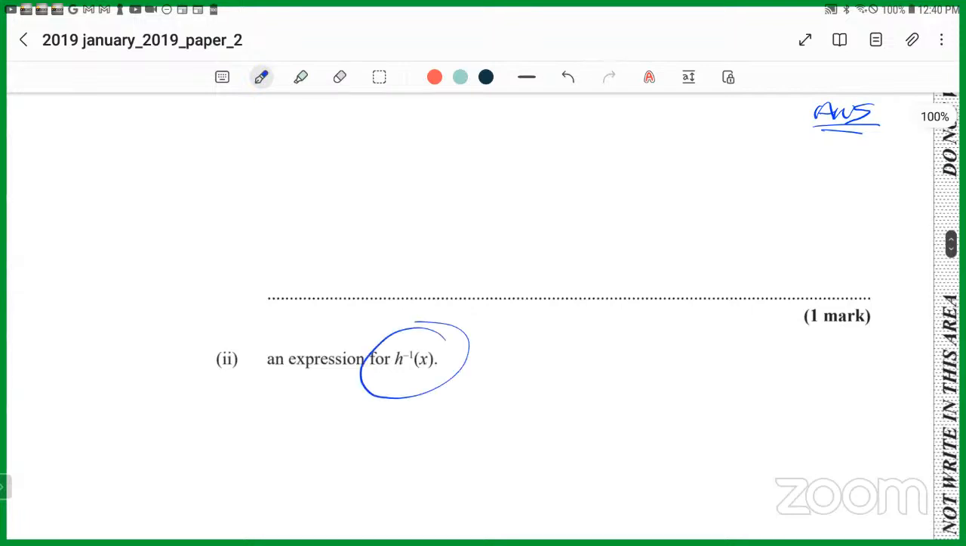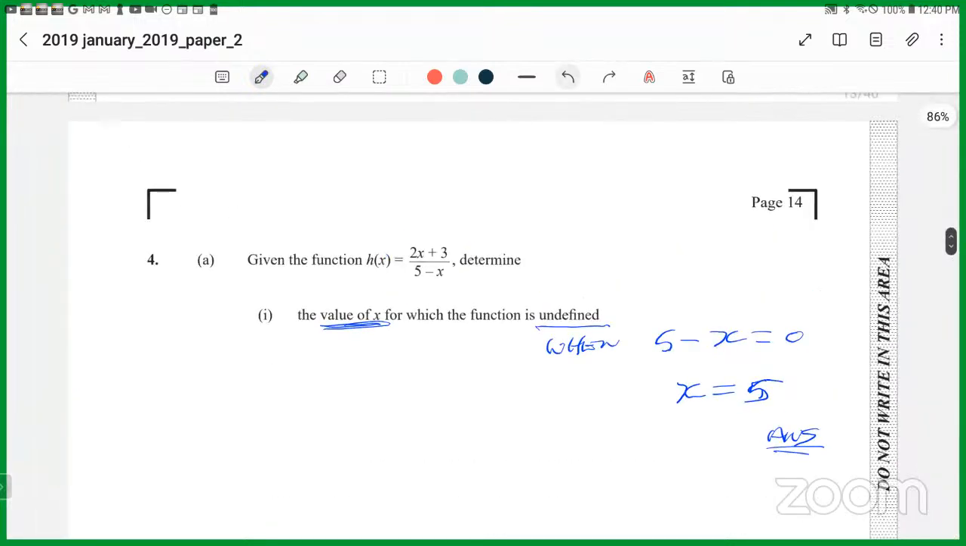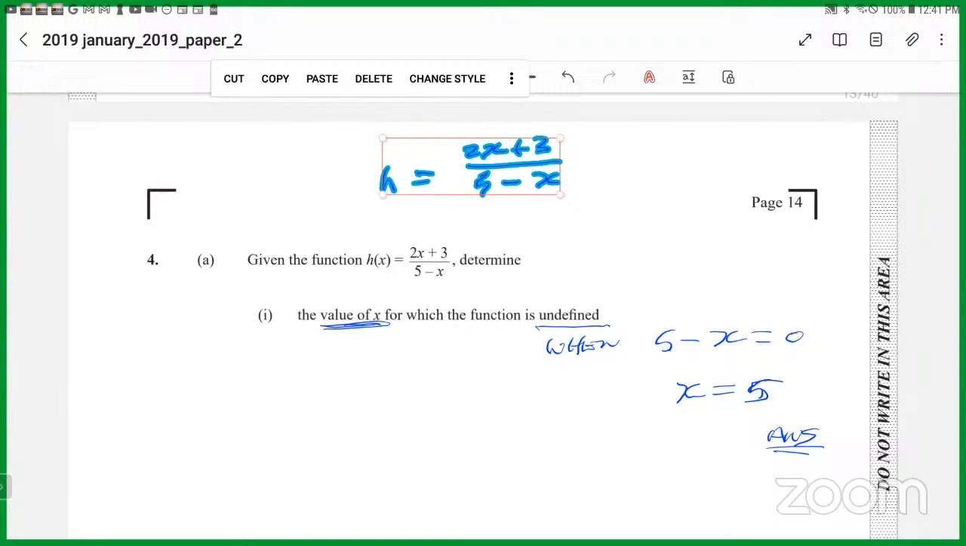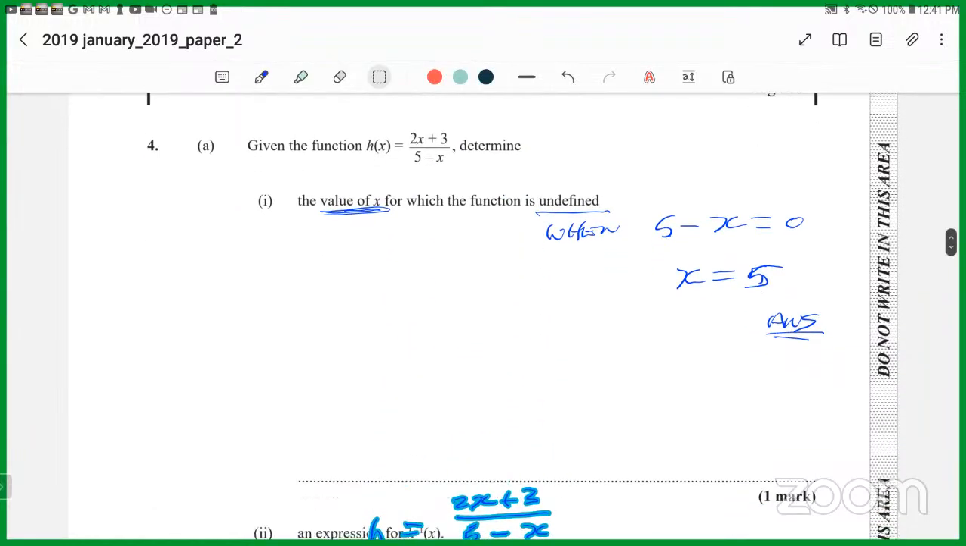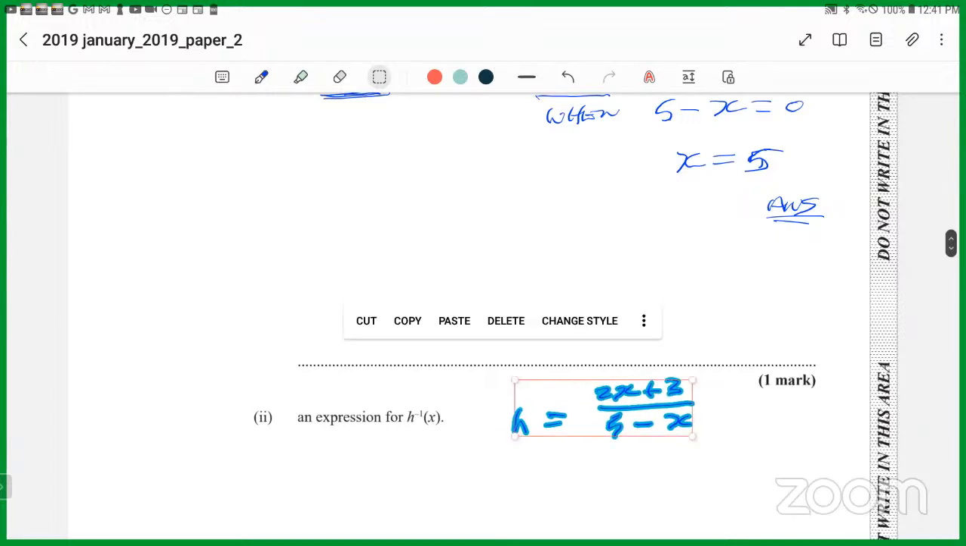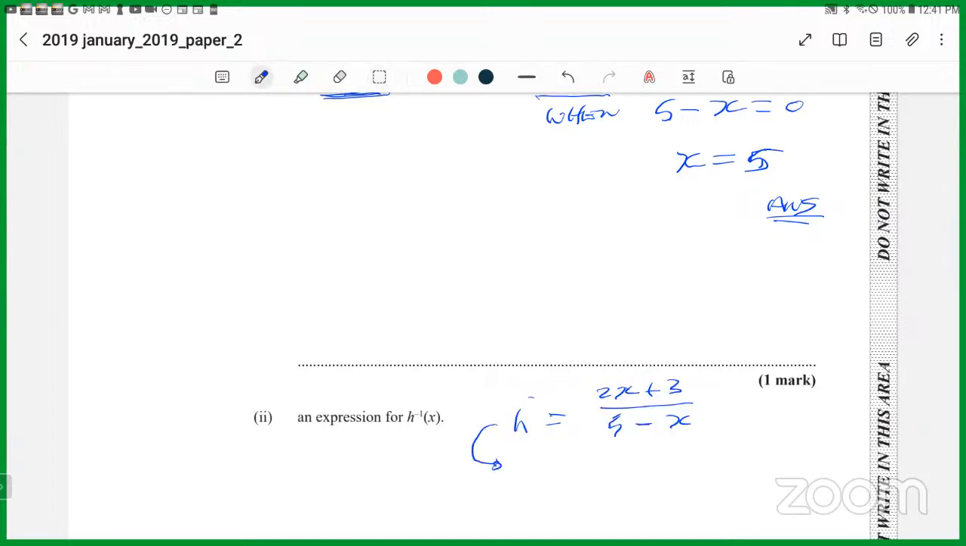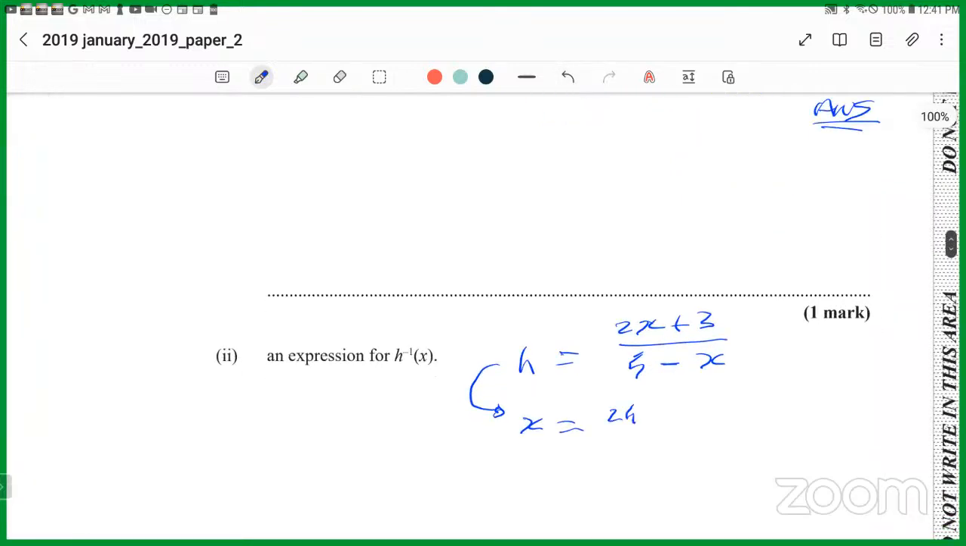They want h to the minus 1. So we're doing the inverse of this function. All right, let me write up here first. It is h equals 2x plus 3 over 5 minus x. I'm going to inverse this now. The h becomes x, and each of these x's become h to the minus 1. So it's 2h to the minus 1 plus 3 over 5 minus h to the minus 1.